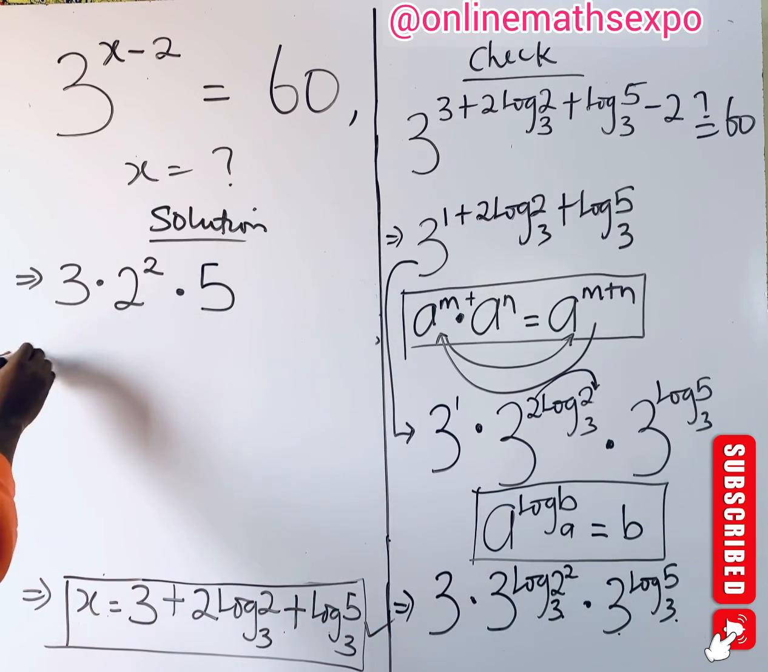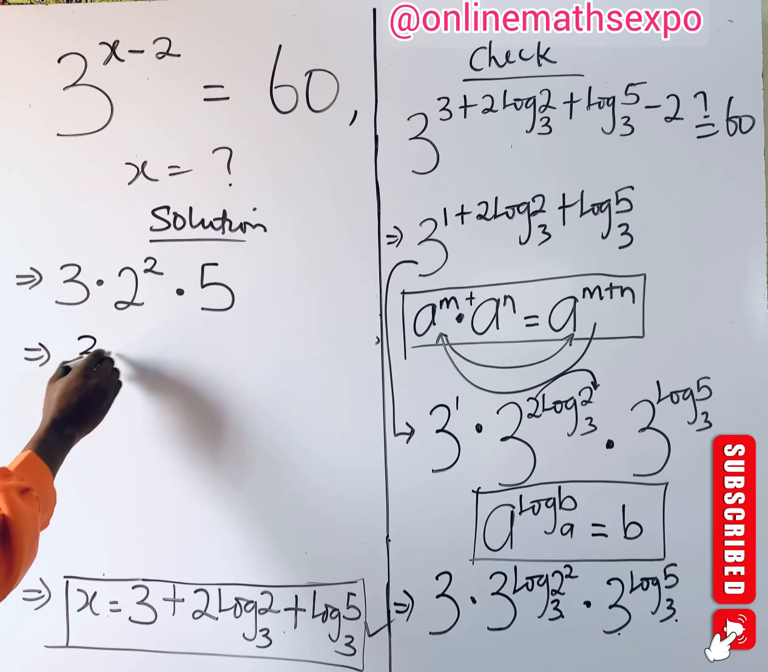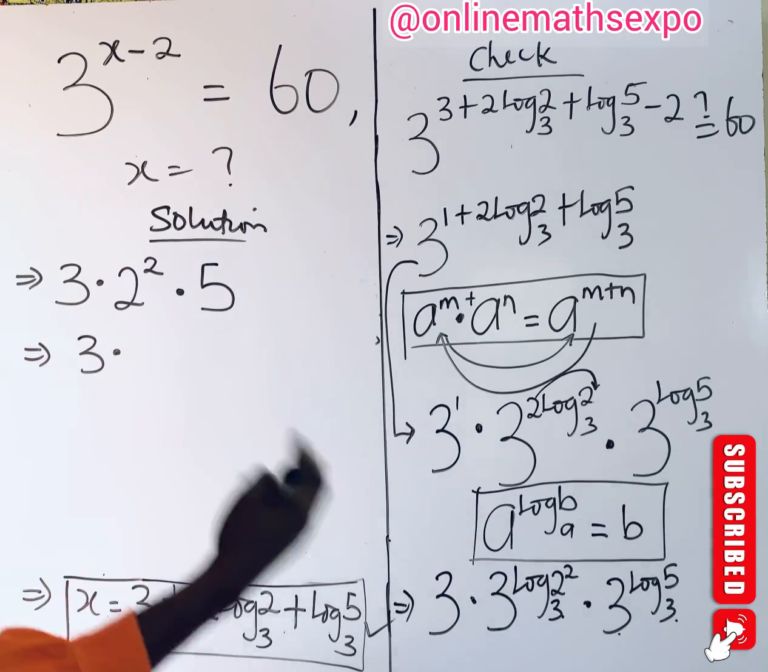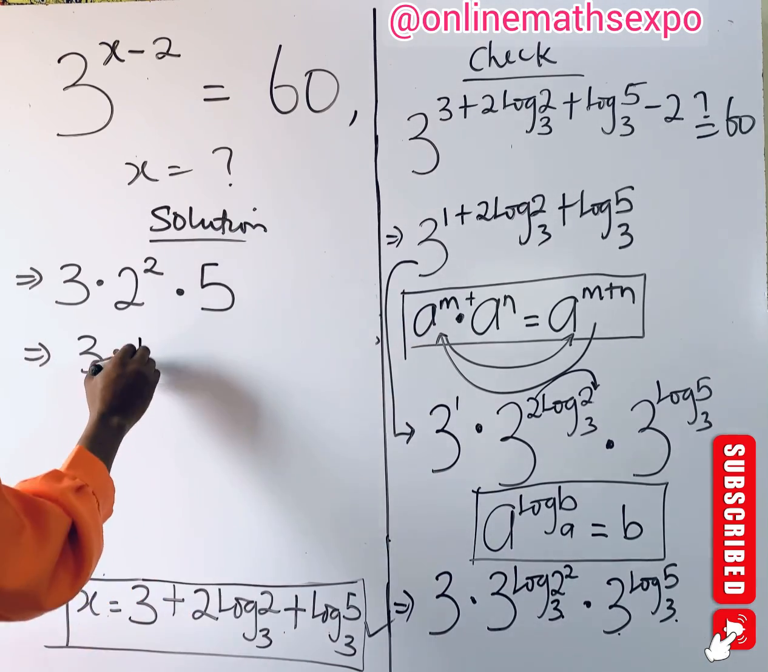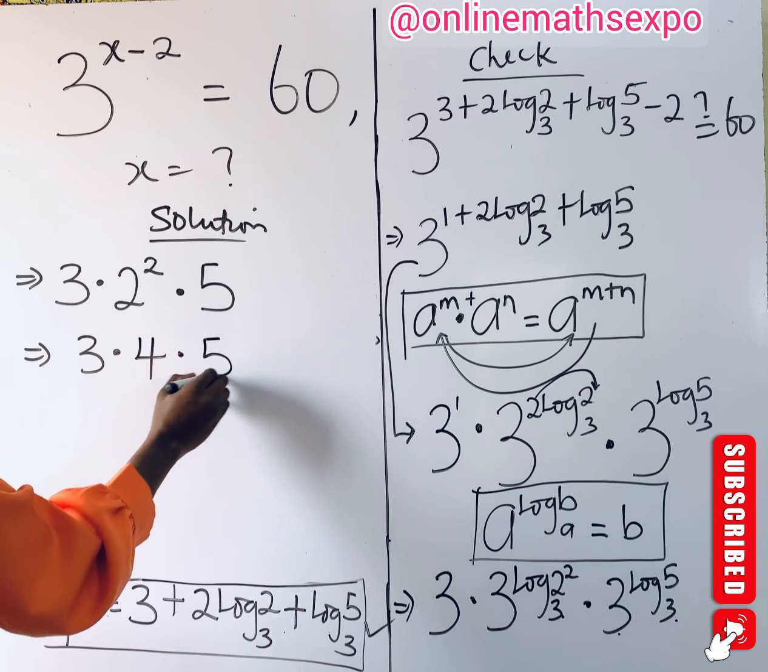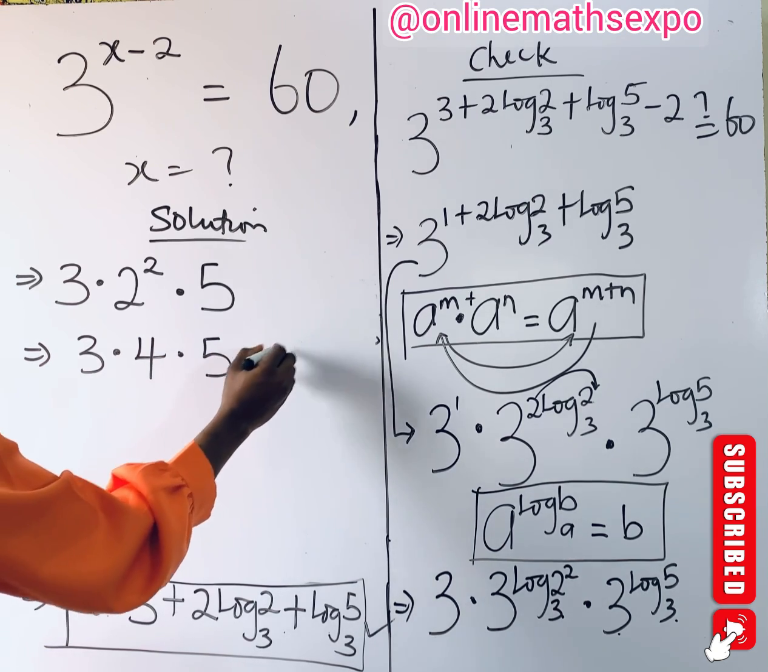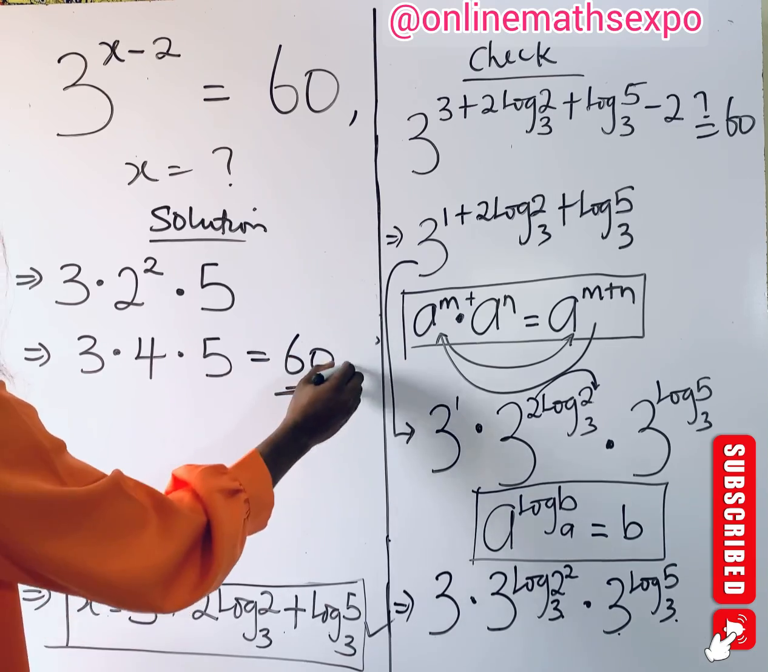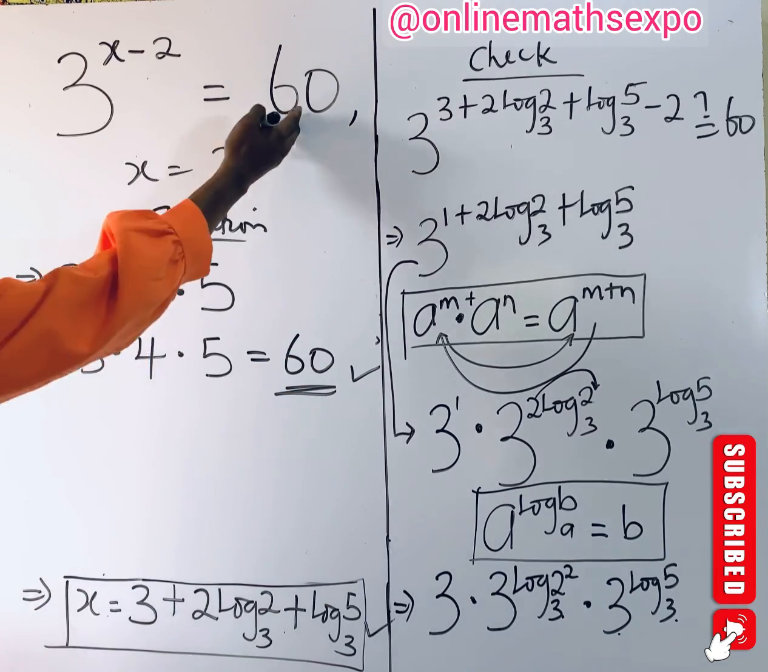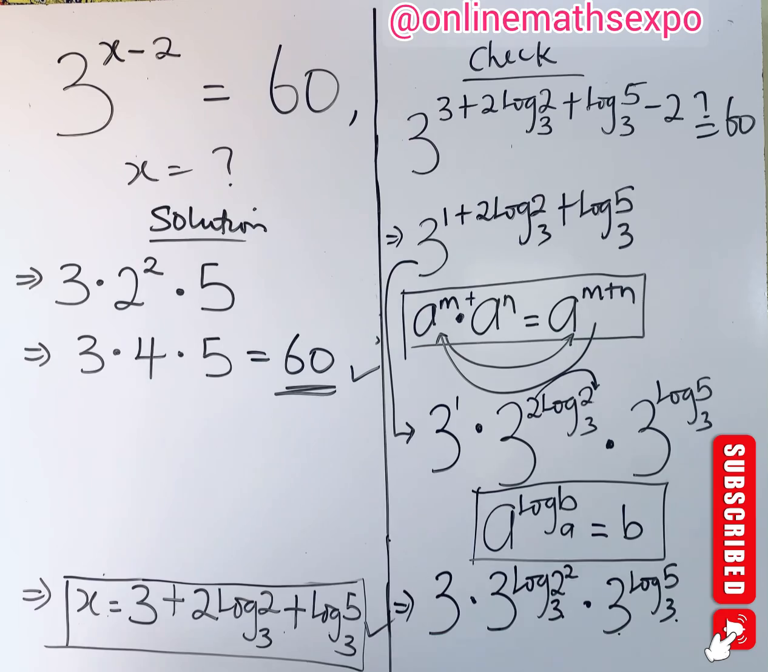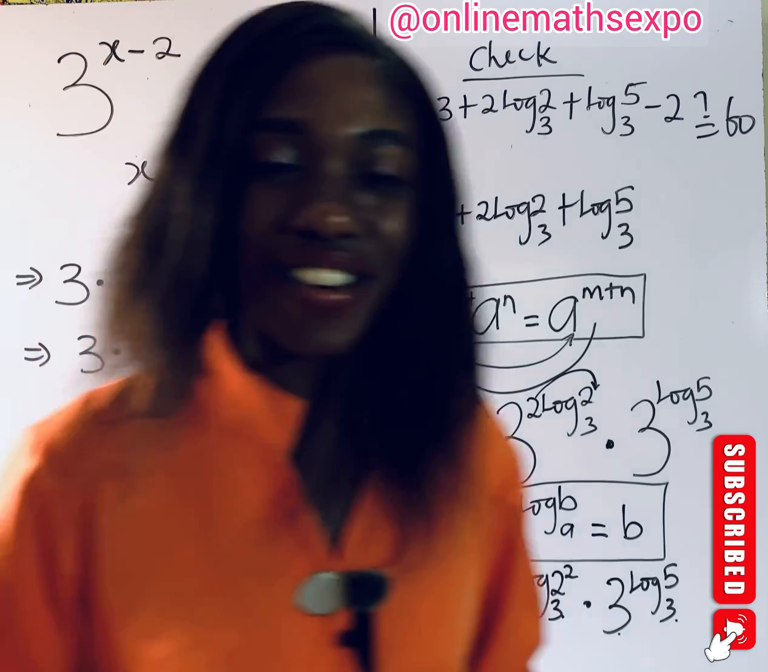Okay. Now, if you multiply, this is 3. 2 raised to the power 2 is 2 multiplied 2 times to give us 4. Then multiplied by 5. If you multiply, this is 12. And 12 multiplied by 5 gives us 60, which is what we have at the right side of the equation. And what it means is that our x being this is totally correct.